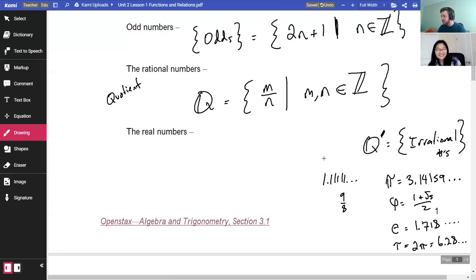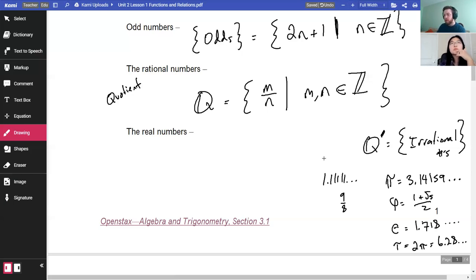But repeating decimals can be written as rational numbers, and if you're interested in knowing why, we can make a video or you can come and see us during office hours. But if you're interested to know why, let me know. But non-repeating decimals cannot be written as rational numbers.